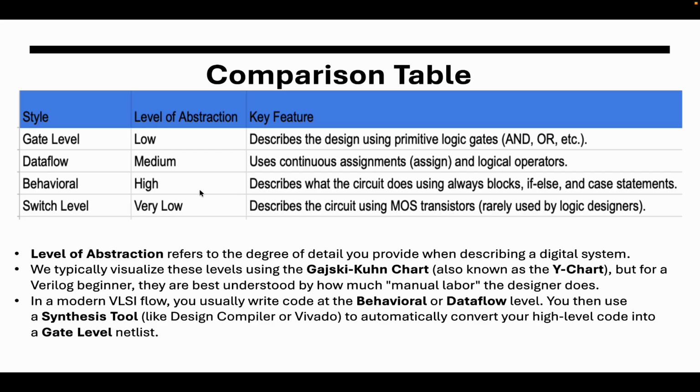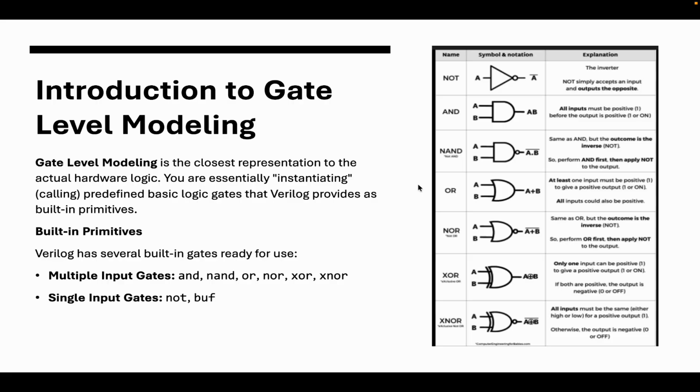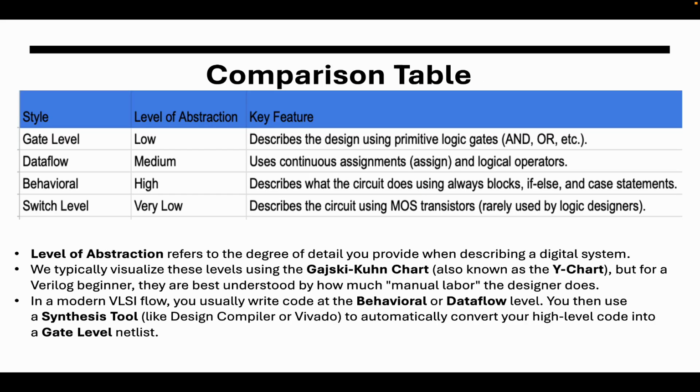Behavioral modeling describes a circuit on what it does. It uses typical C programming logic like if else and case statements. Switch level, it is very low. This is done using MOS transistors. This is rarely used by logic designers. In most cases, RTL design engineers will be using behavioral description or else data flow description.